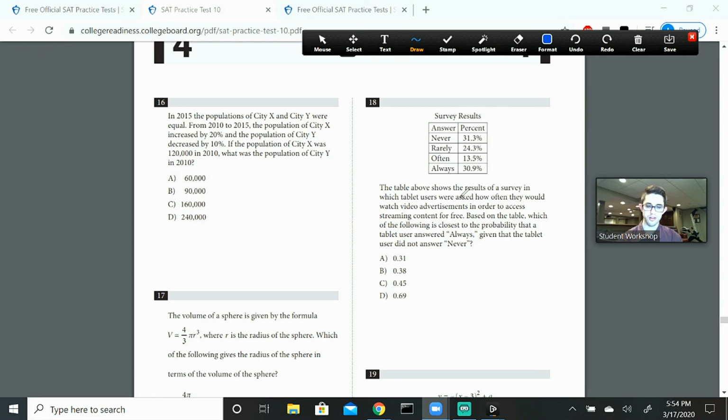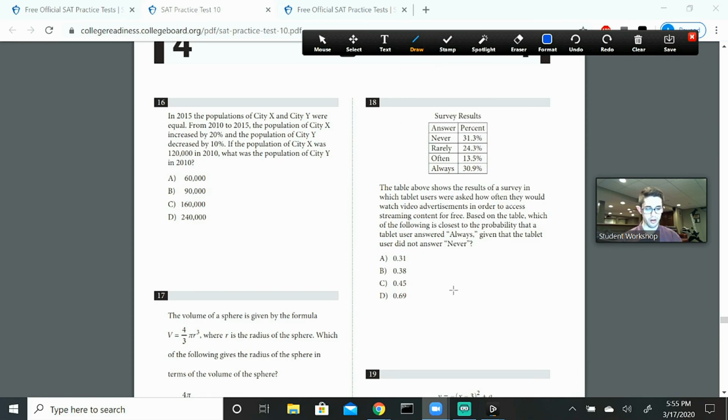In 2015, the populations of city X and city Y were equal. From 2010 to 2015, the population of city X increased by 20%, and the population of city Y decreased by 10%. If the population of city X was 120,000 in 2010, what was the population of city Y in 2010? So we know they were equal in 2015, so that's important. And then there were some increases, and we're given one value.